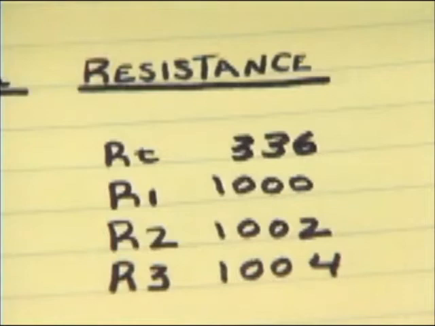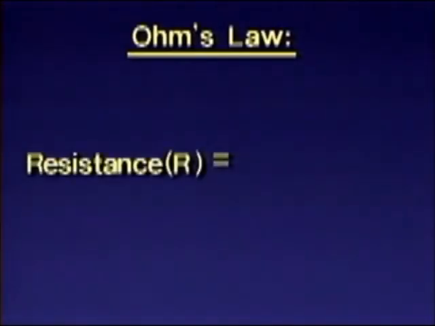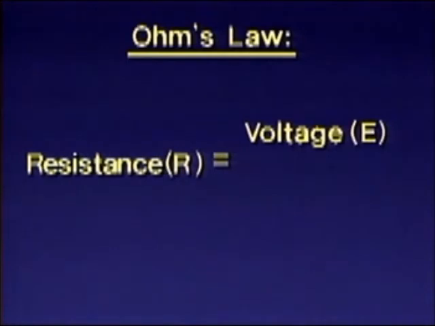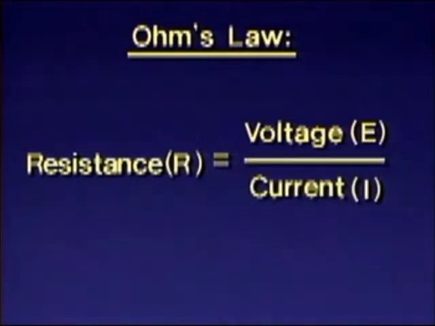This value for the total resistance in the parallel circuit is known as the equivalent resistance. Remember, according to Ohm's law, resistance, R, is equal to voltage, E, divided by current, I. In parallel circuits, voltage is constant no matter how many parallel resistors are added. However, total current increases when resistors are added in parallel. Therefore, total resistance must decrease as resistors are added in parallel.